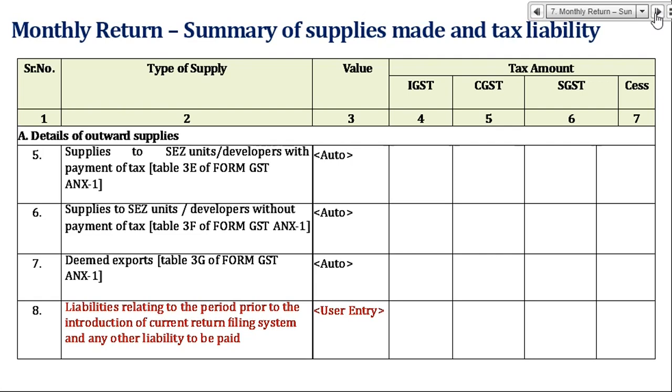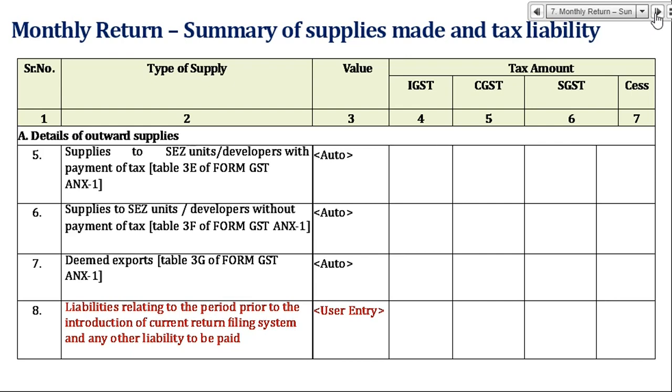Then your deemed exports, right? 3G of ANX 1. Next, liability relating to period prior to introduction of current return filing system. It means in case this return is introduced from October 2020 and there is a liability of September 20 which I did not pay, it will not happen that that liability will get vanished.